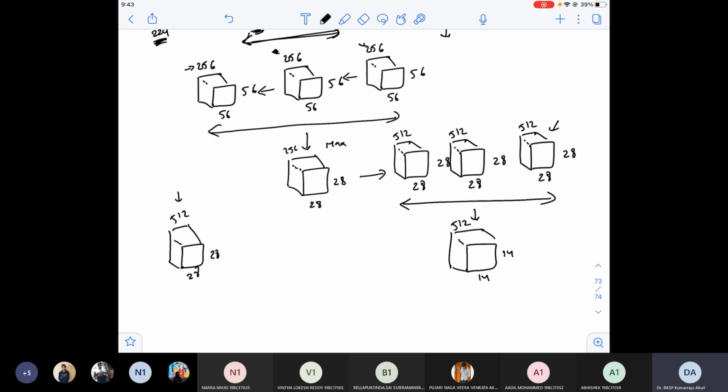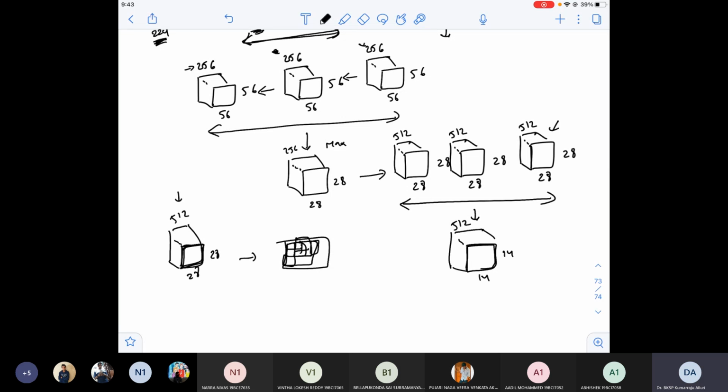512, if I want to apply max pool onto this, what is max pool? Take the first frame, and maybe if my filter size is 2 by 2, then in this 2 by 2, take the maximum. Again, go to the next one, take the maximum. Go to the next one, take the maximum. Go to the next one.